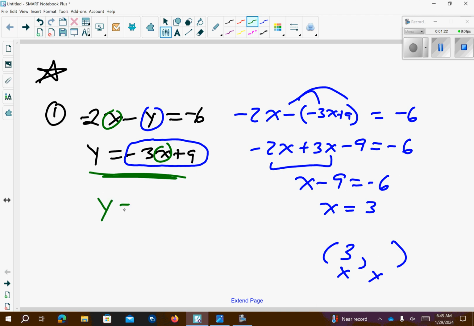So I'm going to go y is equal to negative 3. X was where these parentheses are, but now it's going to be a 3. So this is going to give me negative 9 plus 9, which is 0. So my y value is 0.